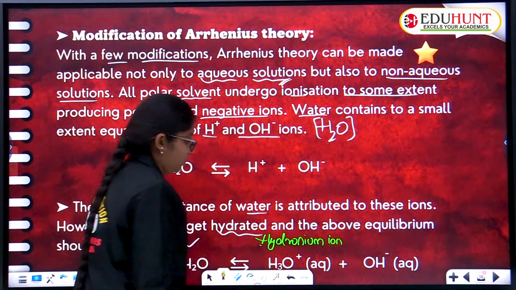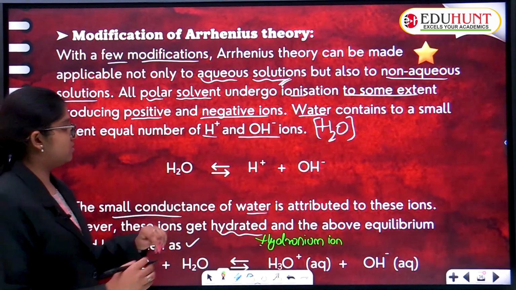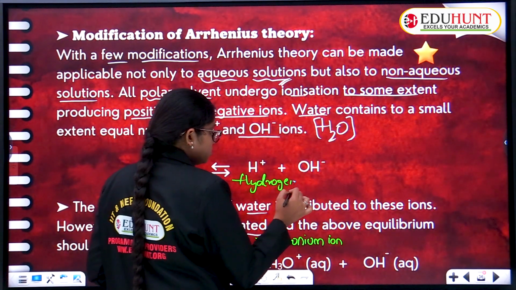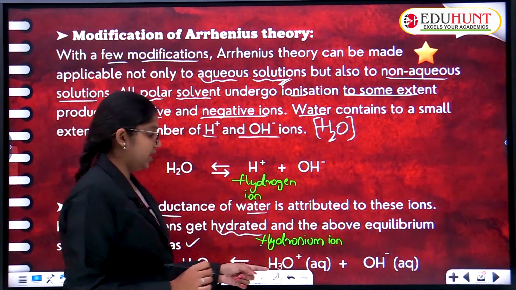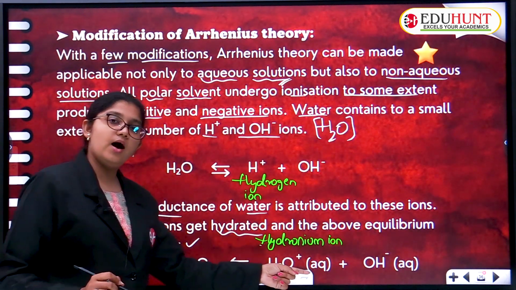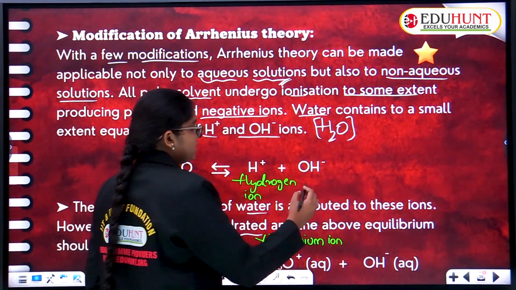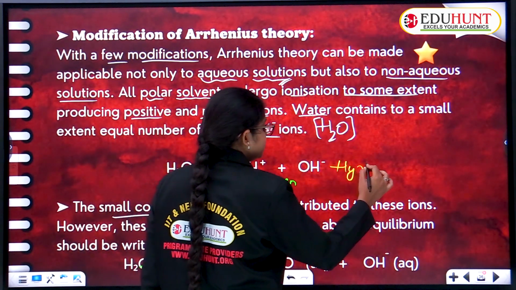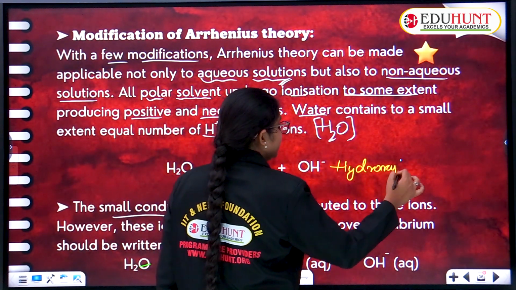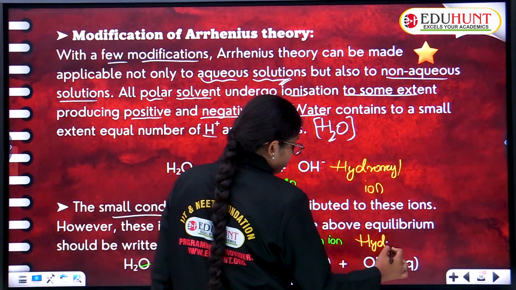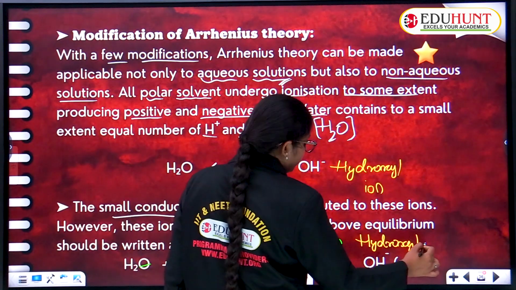H plus is hydrogen ion. Very good. H3O plus is hydronium ion. Okay. Now what about OH minus? OH minus is hydroxyl ion. Here also it is given OH minus, hydroxyl ion.